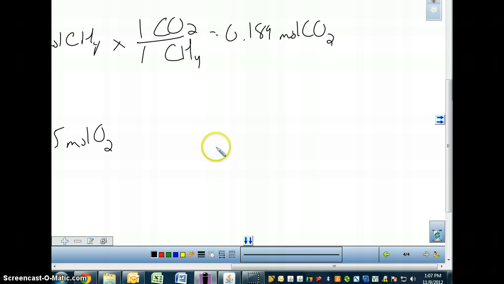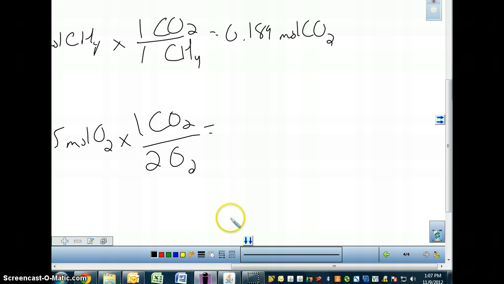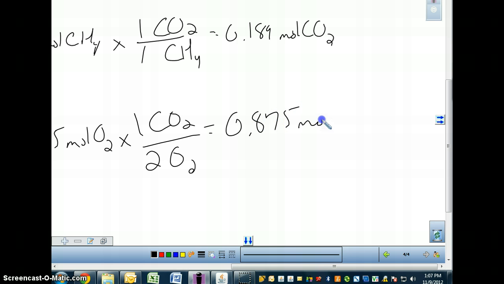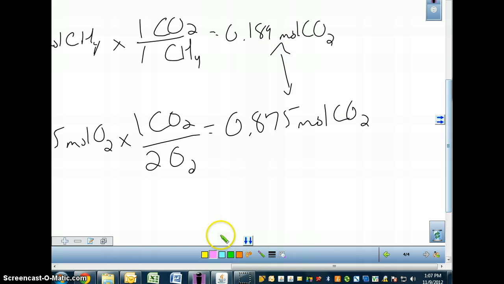Except again, I don't like oxygen. I'd rather have carbon dioxide. And for my balanced reaction, I get a 1 to 2 ratio. So I need to take that 1.75 and divide it, and I get a value of 0.875 moles of CO2. I look at those two numbers, and the one that is least is the one that I want. So that is the true value for moles of carbon dioxide.